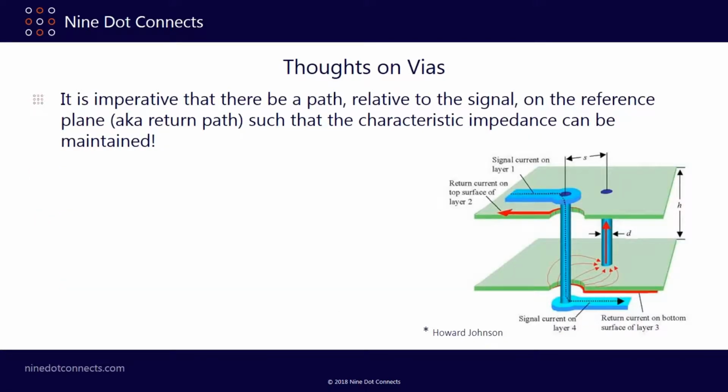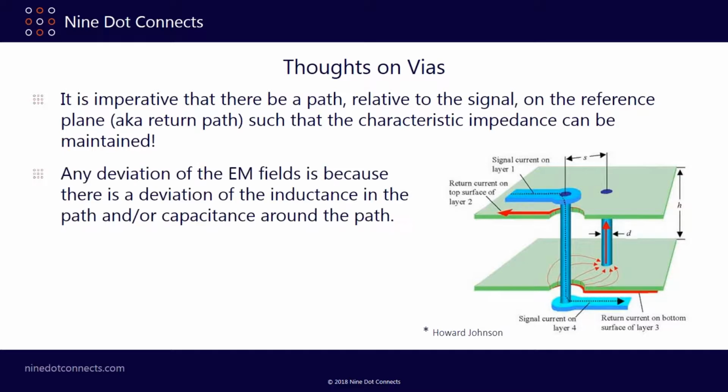Here's probably the best picture to help understand what I'm referring to. It is imperative that in your path you have a reference plane relative to the signal, some refer to it as a return path, such that the characteristic impedance can be maintained along the whole transmission path that your wave is going to move through. Again, and I say this over and over again, you don't want your electromagnetic fields to deviate. You want them to be consistent as they move through your path.